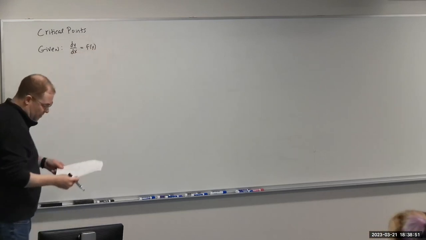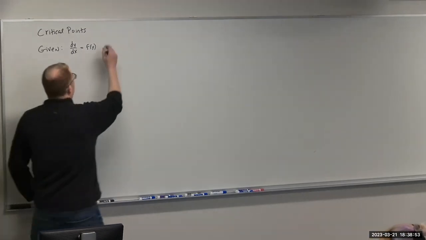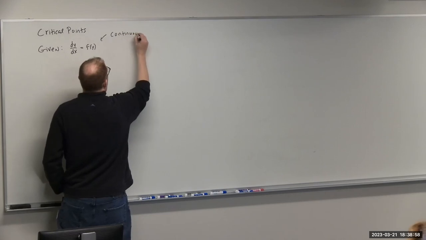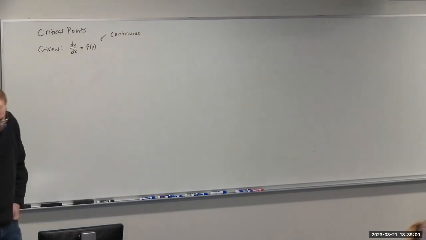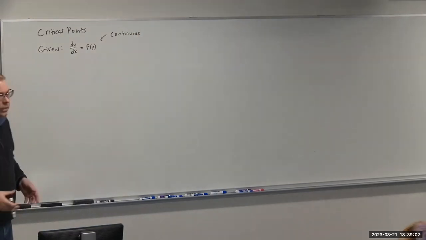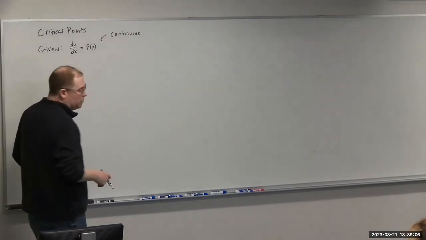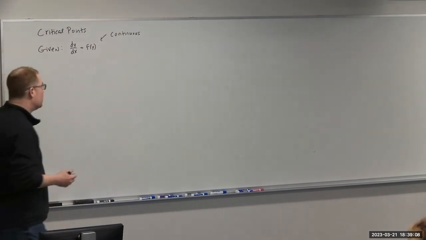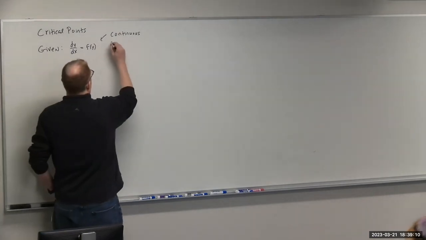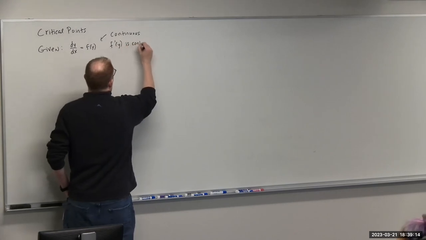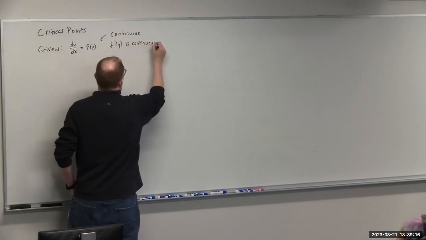All right, so given our autonomous form, remember the assumption was that this had to be continuous. It has to be continuous on some interval, and the first derivative must be continuous.